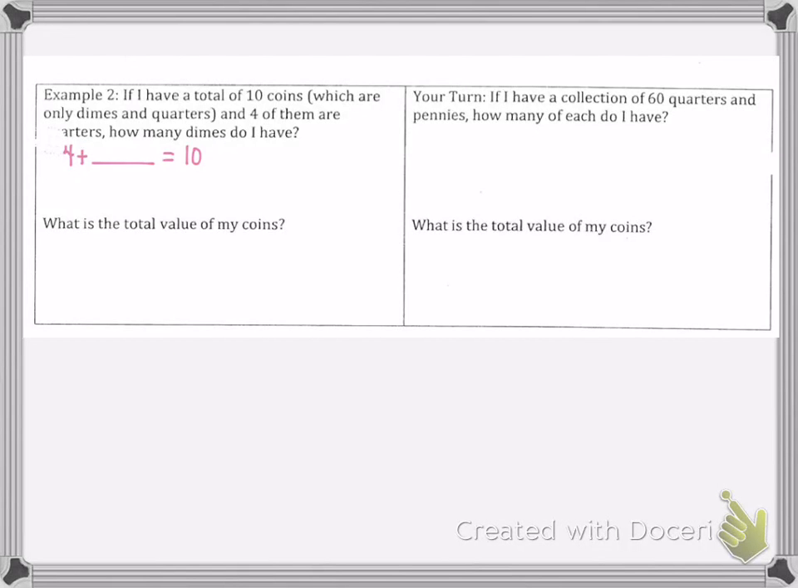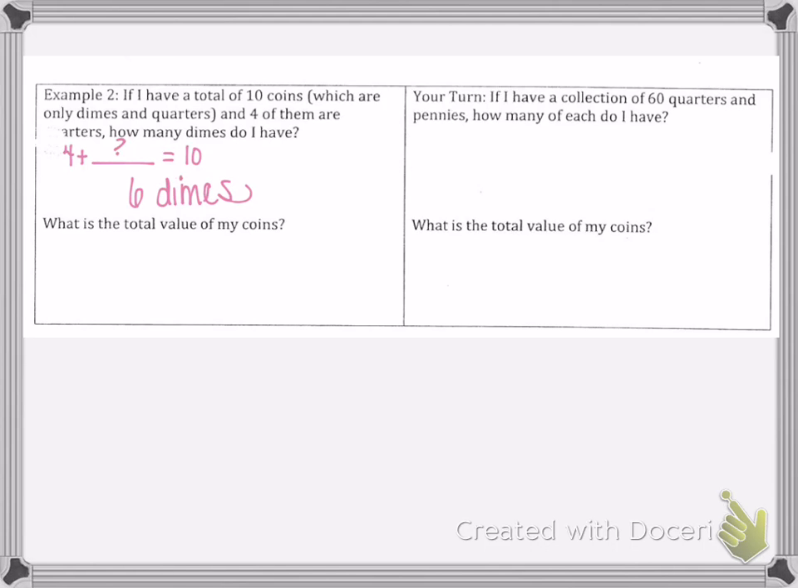Looking at example 2, if I know that I have a total of 10 coins that are only dimes and quarters, and I know that 4 of them are quarters, how many dimes do I have? I'm going to set up the simple elementary addition problem where I've got 4 plus a mystery number, which represents our number of dimes equals 10 total coins. So that means that there must be 6 dimes in my pile of 10 coins.